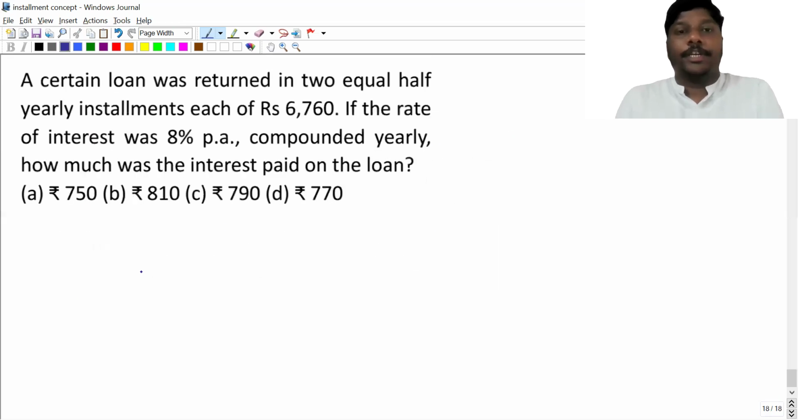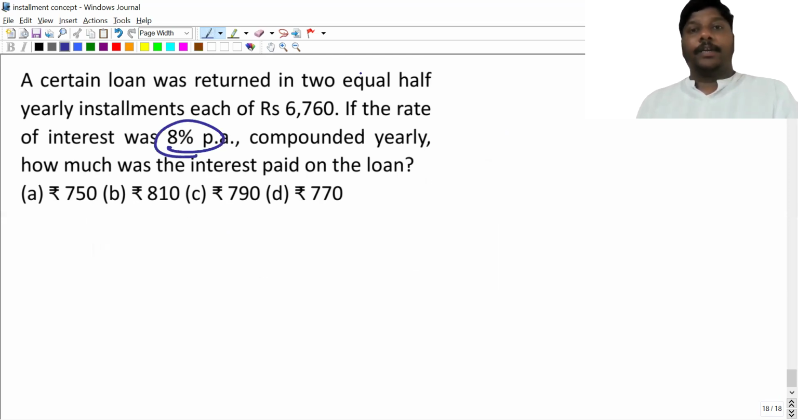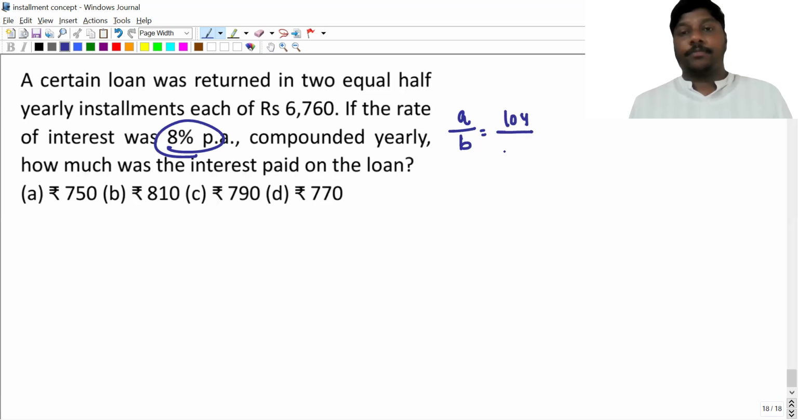A certain loan was returned in 2 equal half-yearly installments of 6760. If rate of interest is 8% per annum, compounded half-yearly, how much was the interest paid on the loan? He's asking what is the interest paid on the loan. See, 4% but half yearly. So you don't take 8%, sorry, 8% is for yearly. Half yearly, you take only 4%. 4% means a by b is equal to 104 by 100.